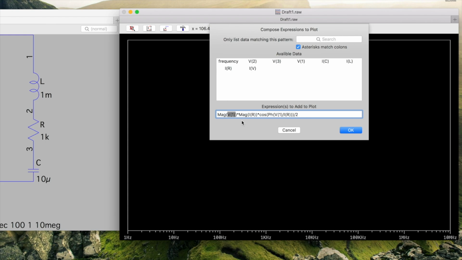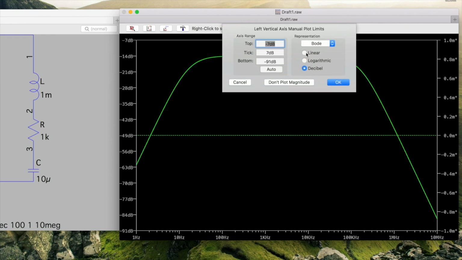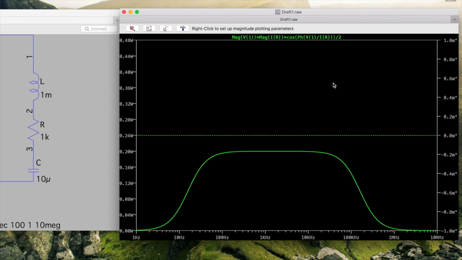We have mag(V1) times the modulus of the current times the cosine of the phase of V1 divided by the current, i.e. the cosine of the circuit impedance, all divided by 2. In fact, the moduli expressed here are peak values, so each one is root of 2 times greater than the RMS value. I decided to adopt a linear scale. So we have the active power.